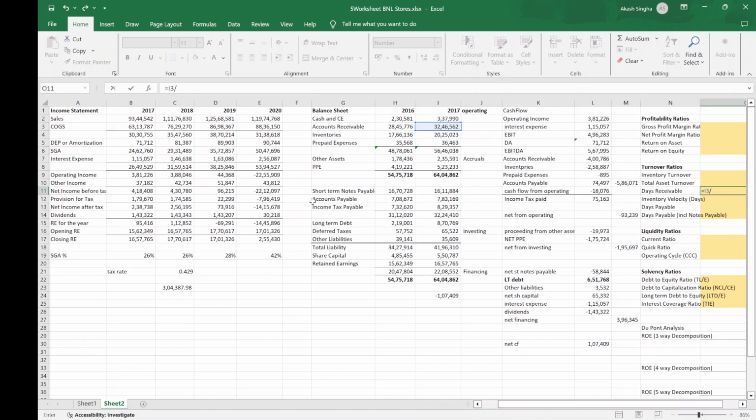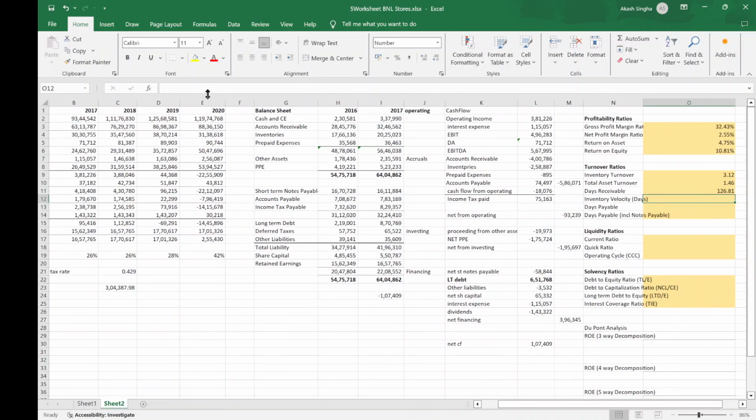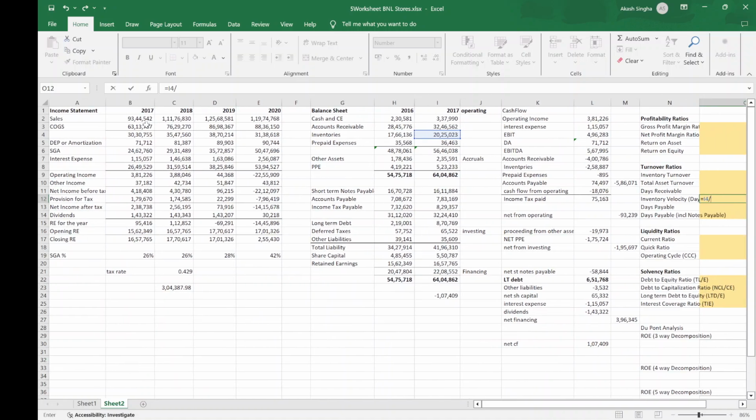Now days receivable is basically receivable divided by sales, since receivable is related to sales, into 365. Inventory velocity equals inventory divided by COGS into 365.